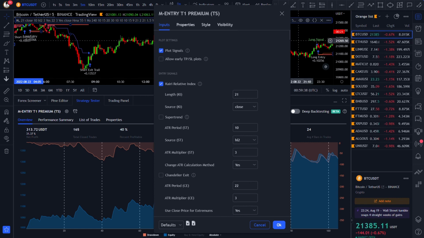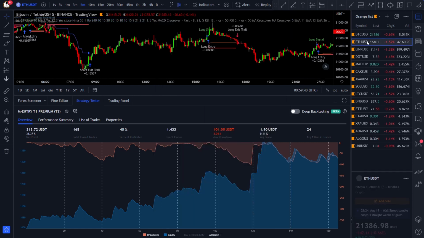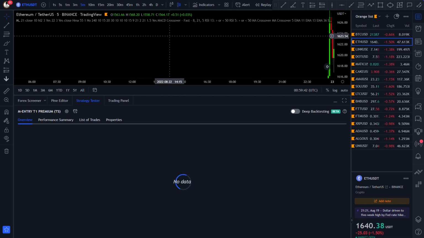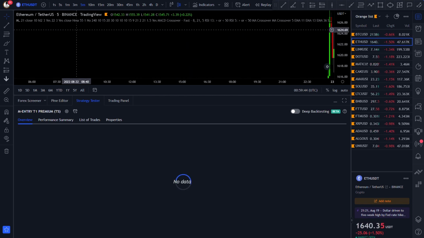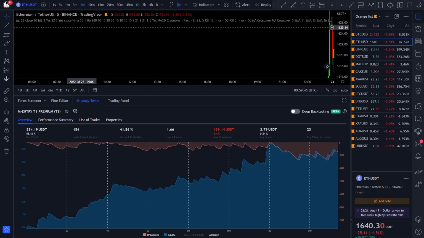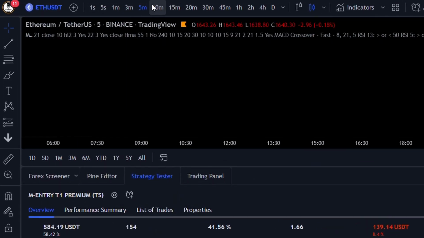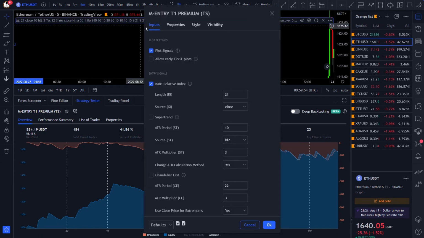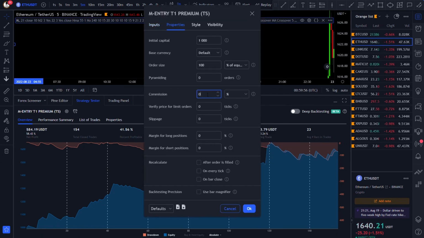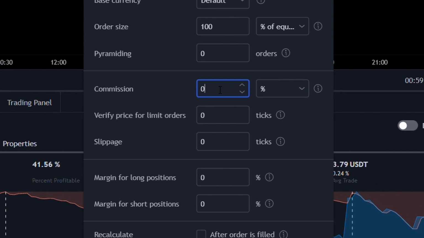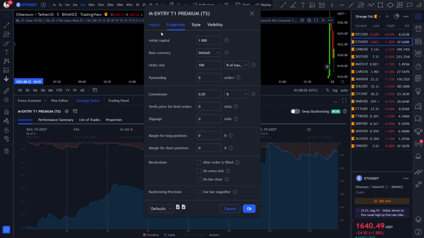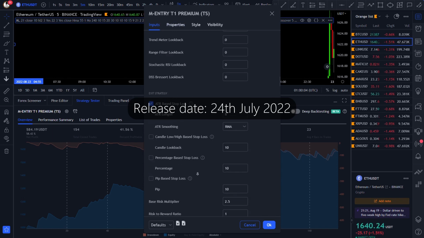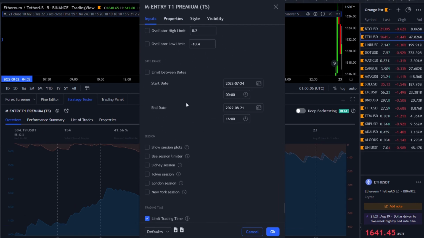After the optimization was finished, I checked its performance on different assets and timeframes and found out that it works well on multiple crypto pairs and timeframes. The best results, however, were achieved on the 5-minute ETH USDT chart, so that's what we are going to check. Originally, I did not use any commission for this optimization, but as live trading comes with trading fees, let's add a 0.05% per trade commission. The release date for this one is the 24th of July, so let's set that as a starting date.